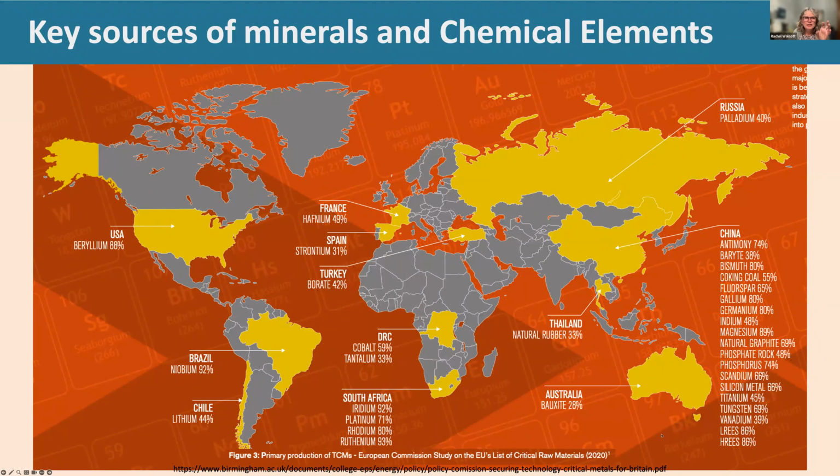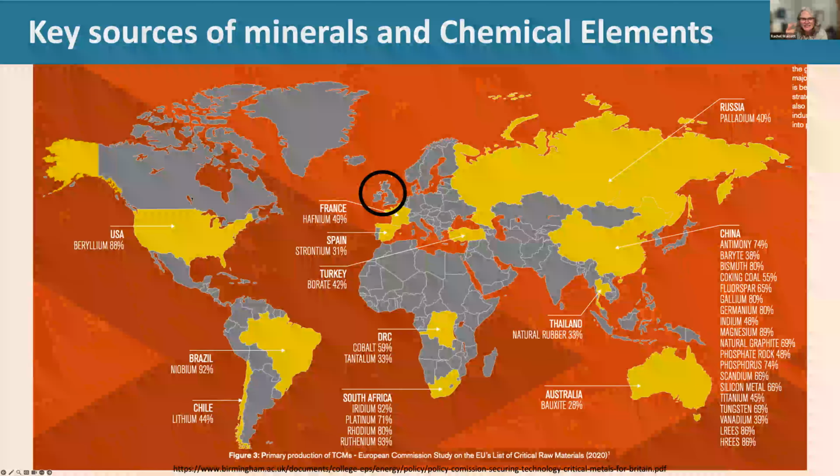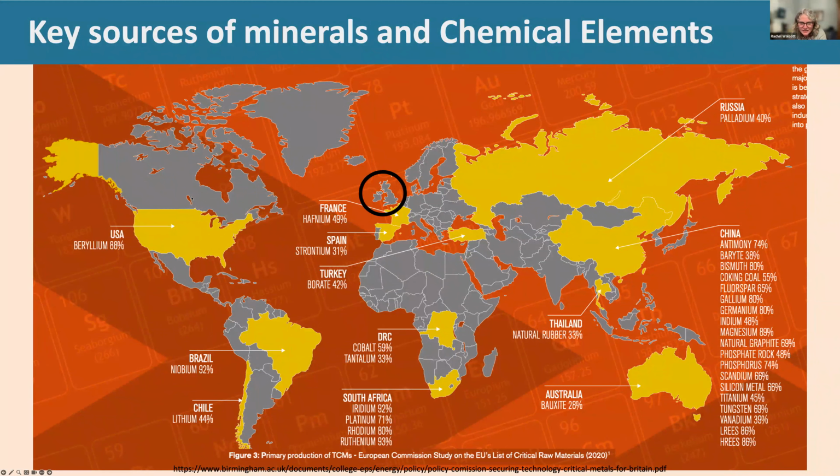This map shows the key sources of minerals and chemical elements from around the world. I think I'm playing it in the wrong mode, because you can't see the animations in this. But you can see the UK has a ring around it.